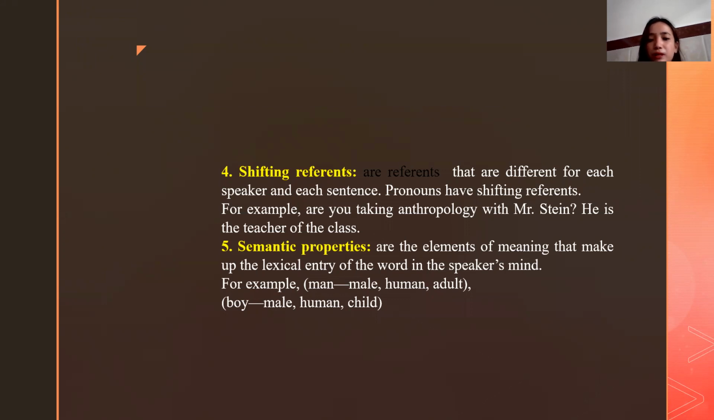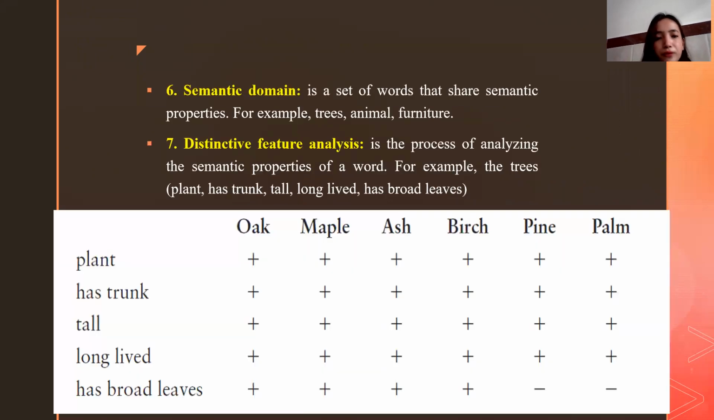Semantic properties are the elements of meaning that make up the lexical entry of a word in the speaker's mind. For example: man, male, adult; woman, female, adult; boy, male, child. Here we can see that a semantic domain is a set of words that share semantic properties, for example, tree, animal, furniture. Distinctive feature analysis is the process of analyzing the semantic properties of a word.